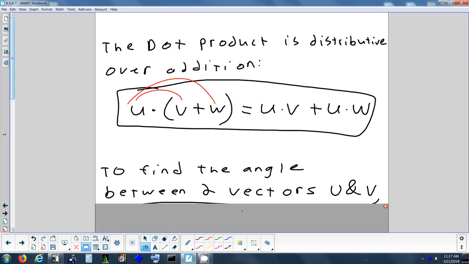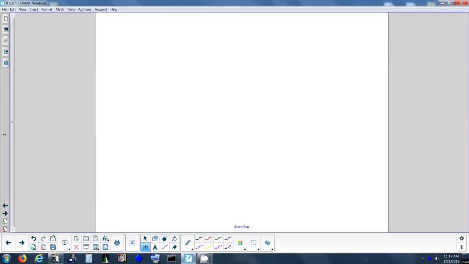All right, so what we really use the dot product for is to find the angle between two vectors. Okay, so if you imagine I've got something like this, something like that, I'm trying to find the angle made between the two vectors. Technically, there's two angles. There's the one on the inside, and there's also the one on the outside. We're finding the inside. Okay, we're finding the smaller one, one that's less than 180.